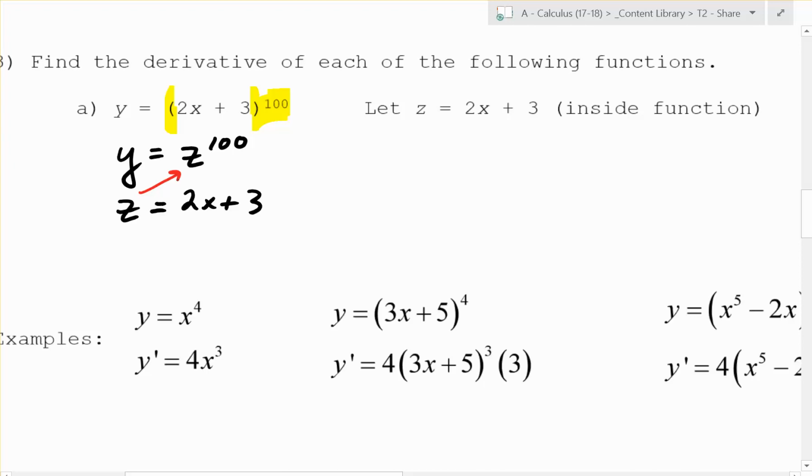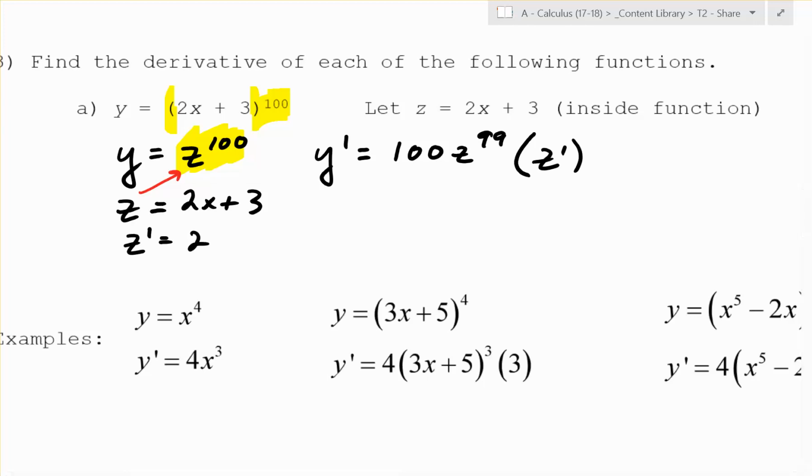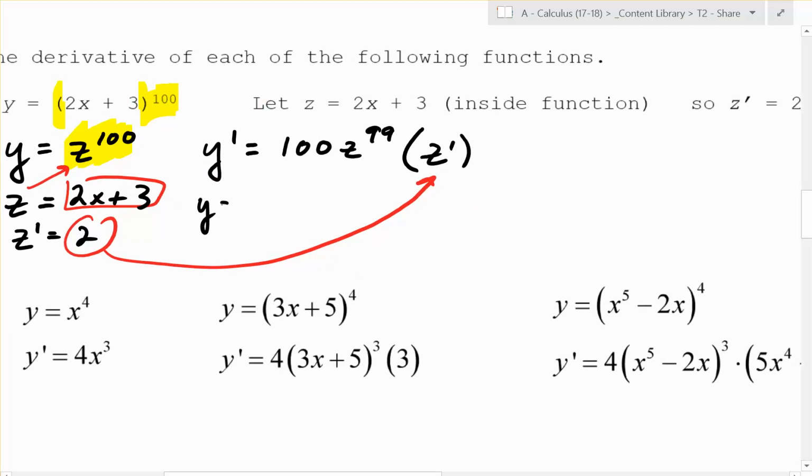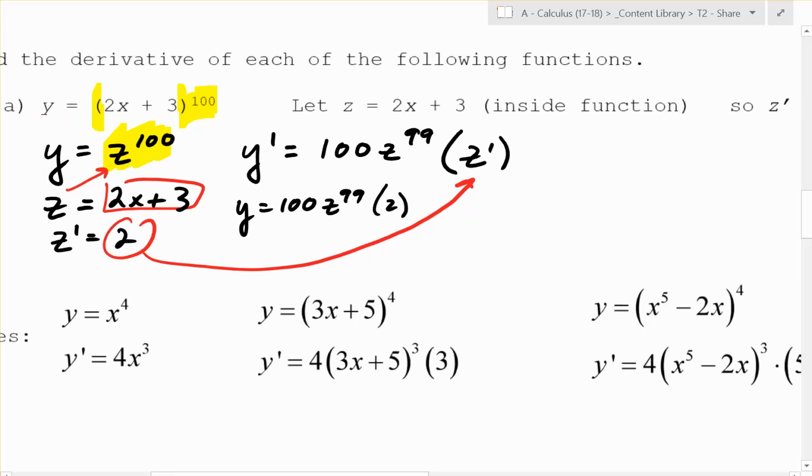The chain rule says let's take the derivative of the outer function, which is this yellow one right here. Y prime is therefore going to be equal to 100 z to the 99 times z prime. What is z prime? What's the derivative of 2x plus 3? It's just 2. So that 2 goes right there. So you end up with y prime equals 100 z to the 99 times 2. But what does z equal? Z is equal to 2x plus 3, so you can plug that in.